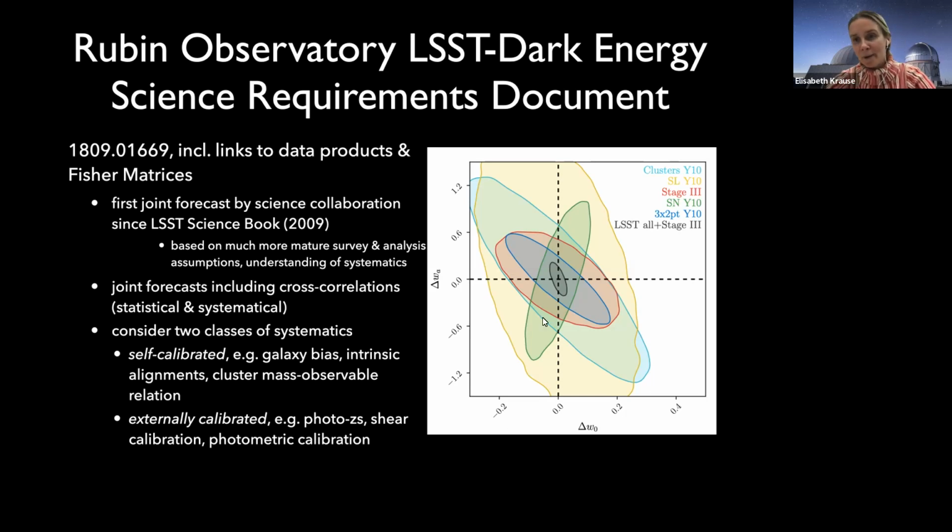And then in this plot, you can see the constraining power of the different probes in the Rubin analysis: clusters, strong lensing, supernovae, and 3x2-point, and also the much stronger joint constraints.